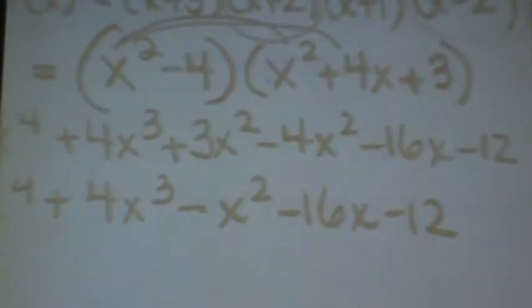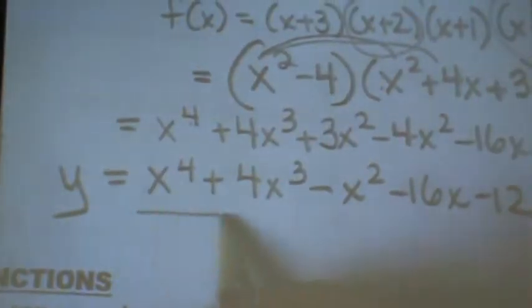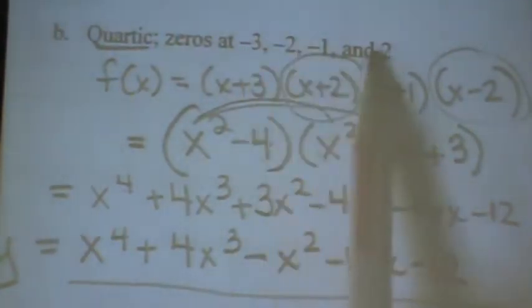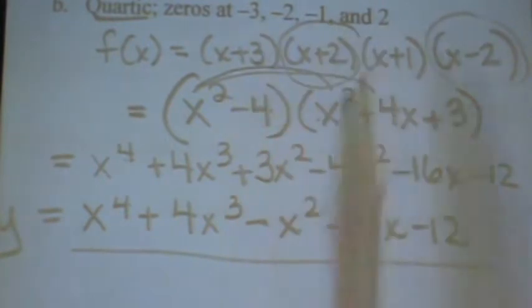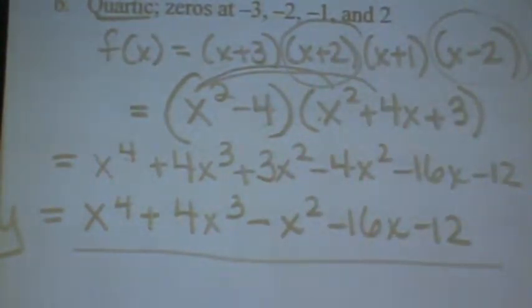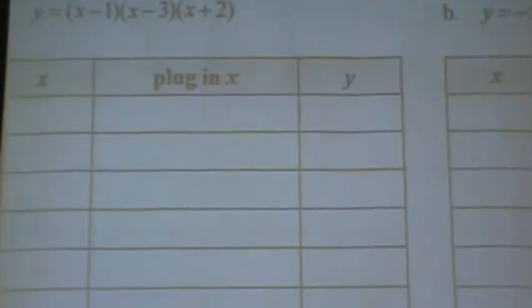A lot of work. So this is the polynomial that has these 4 zeros. That's the polynomial associated with this function that has those exact zeros. So now, I kind of already showed you this, so this should be easy.